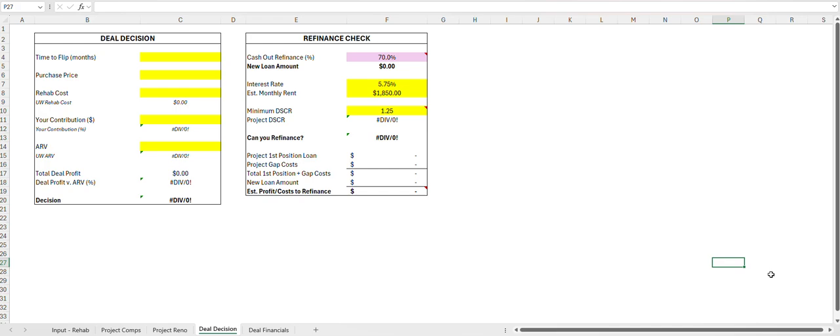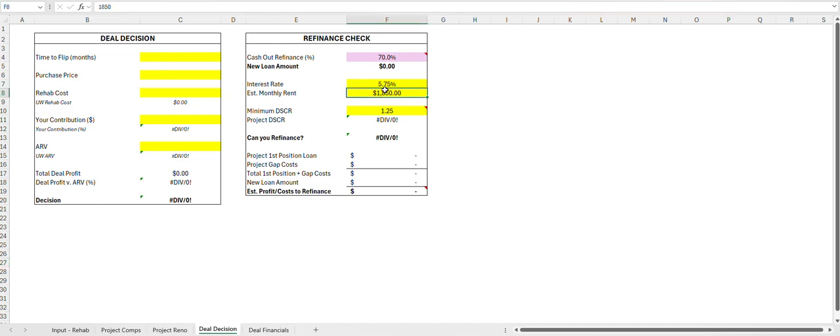Okay, so now we get to our deal decision and deal financial tab. The purpose of the deal decision tab is that it's going to tell you what your max allowable offer on a home is. To this point, you had already run your ARV, you had already run your rehab scope of work and figured out what the rehab cost will be. So now what we need to figure out is what can we offer on the home? And that essentially is what the left side is going to do.